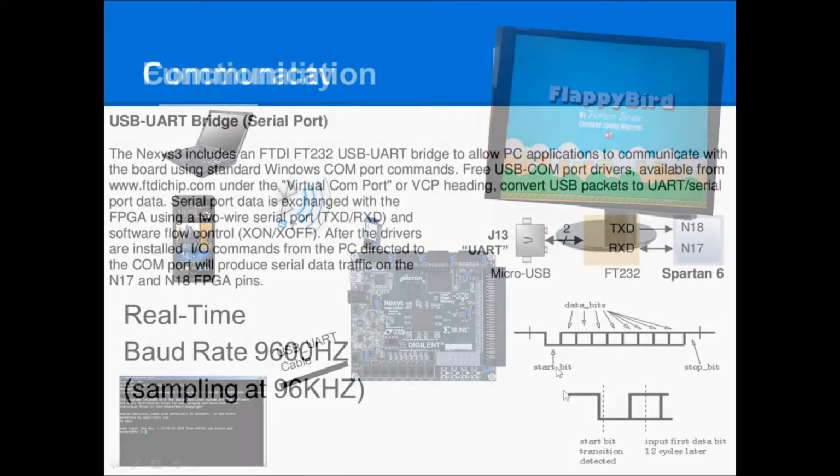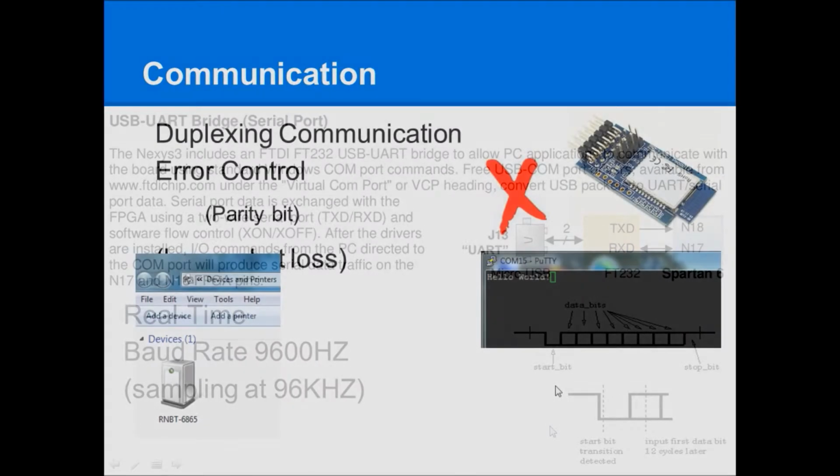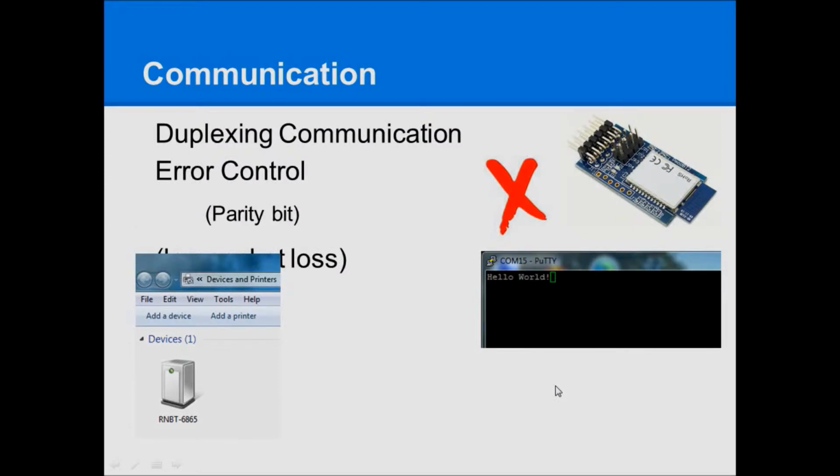This is a UART communication. As you can see, it's an 8-bit packet consisting of the ASCII code, and our baud rate is 9600 Hz. The sampling is at 10 times that frequency. It's full duplex, which means you can transmit and receive data at the same time.